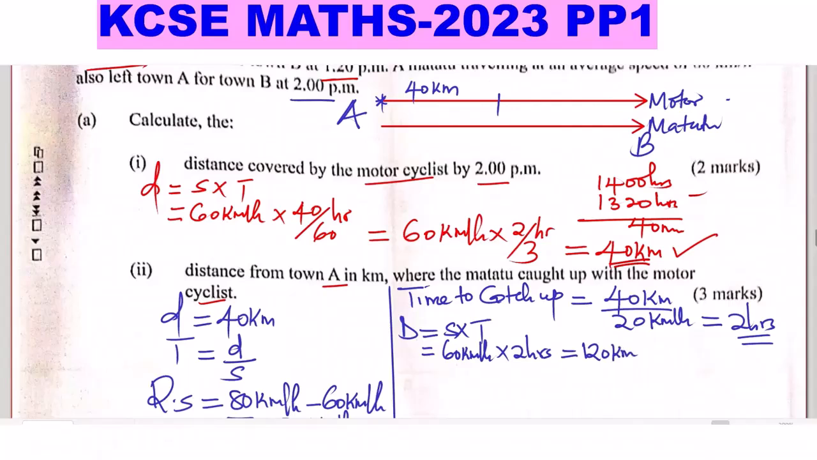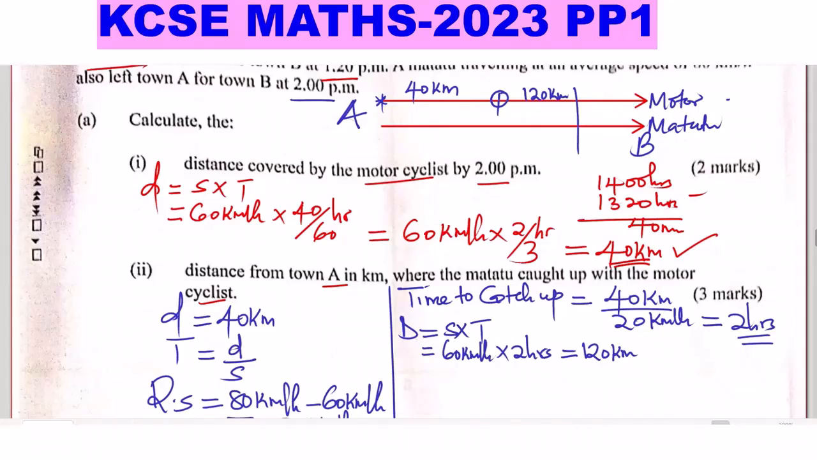But what we have already obtained as 120 kilometers is not the distance from A. It is the distance from this point where the motorcyclist had already covered 40 kilometers. So let's assume that this is the point of the two of them meeting. So the distance we have obtained from this point is this 120 kilometers. That is the distance we have, from where 40 kilometers was covered.